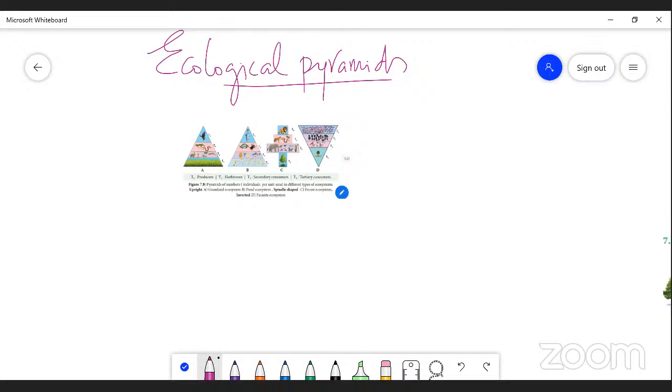So this ecological pyramid can be classified into three types. The first type is pyramid of number, the second category is pyramid of biomass, and the third one is pyramid of energy.